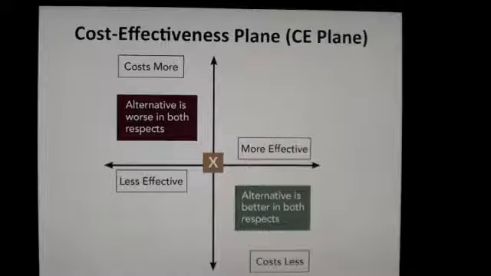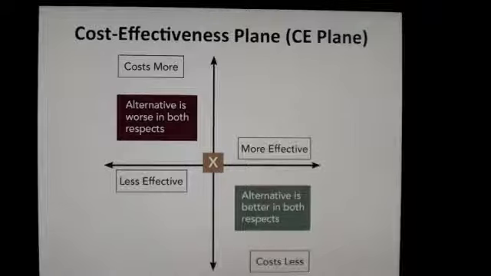So in the northwest quadrant, we have the situation where something is less effective but costs more than the next best alternative or the standard of care. And in that case, if it costs more and it's worse, then we should not take that new option into practice. And that's easy. That's an easy decision rule. We actually reject those types of options in healthcare.